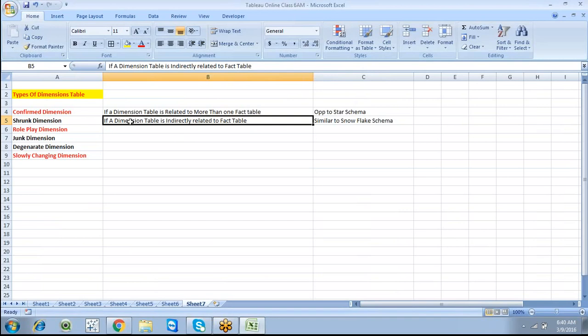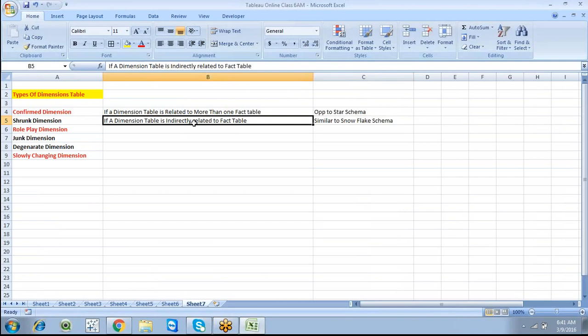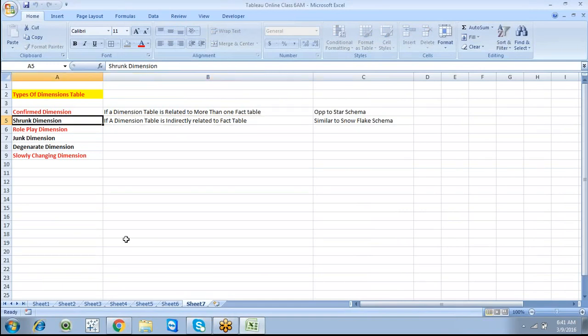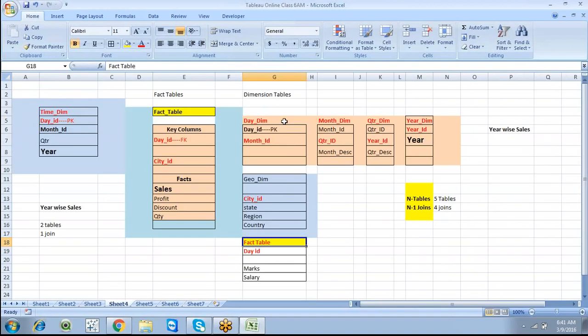So what is meant by snowflake schema? If a particular dimension table is divided into multiple dimension tables and that dimension table is indirectly related to a fact table. Dividing a dimension table is a concept in snowflake schema, and here it's almost similar. If that particular dimension table is indirectly related to a fact table, that is called a shrunken dimension table.